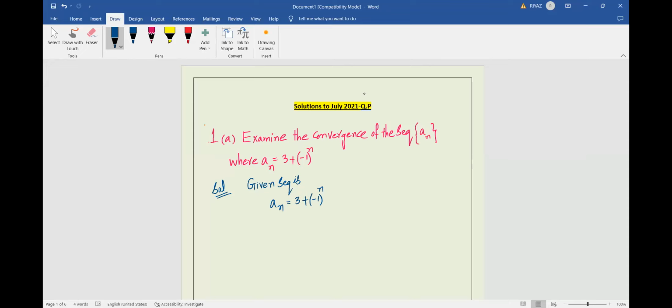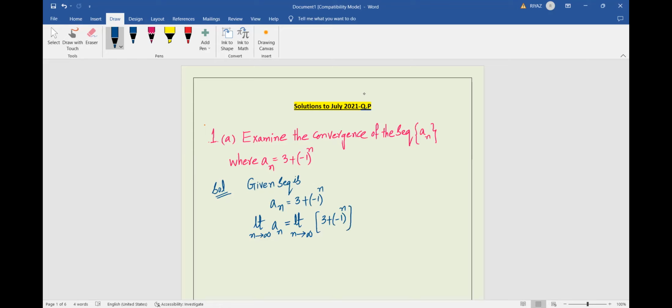To check whether it is convergent or divergent, we have to apply the limit n tends to infinity on both sides. So we apply directly limit n tends to infinity of AN. The limit goes to this term also totally: limit n tends to infinity of 3 plus minus 1 whole to the power of n, and then it is closed.